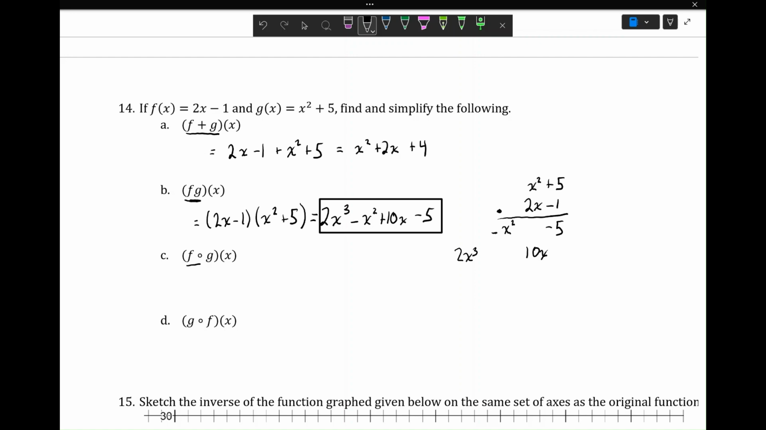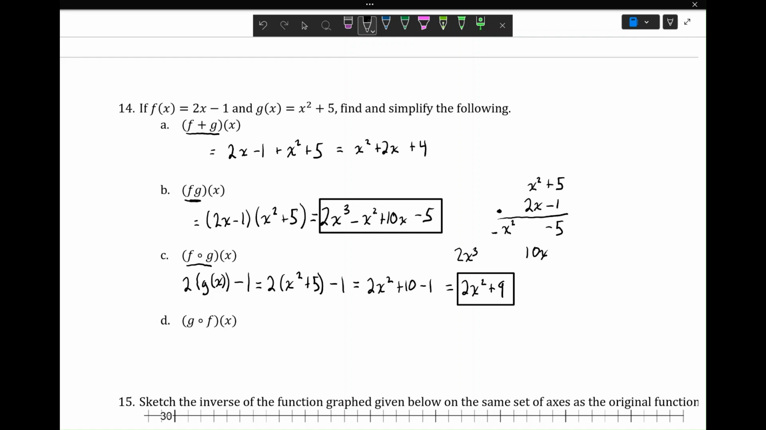Now, the f open circle of g of x is a composition. This is where I put g inside of f of x. So notice I'm putting g of x inside the formula for f. Now I'm going to use the formula for g of x and put it in there. 2 times x squared plus 5 minus 1. As I go through and simplify that, I get 2x squared plus 10 minus 1, which is 2x squared plus 9. And that's my final answer.